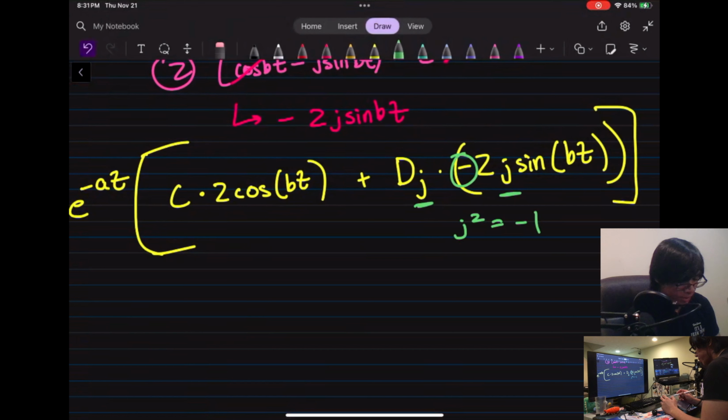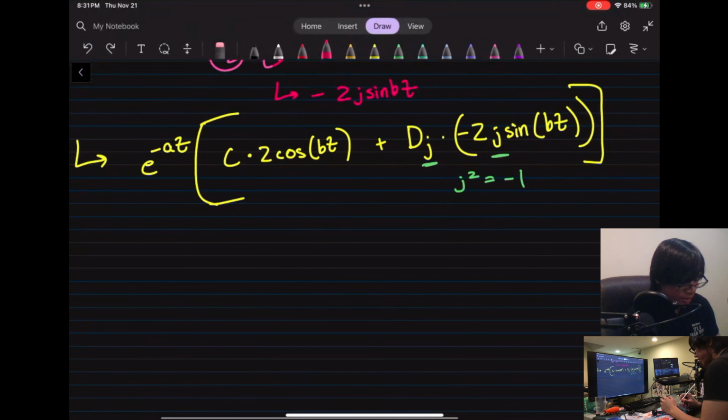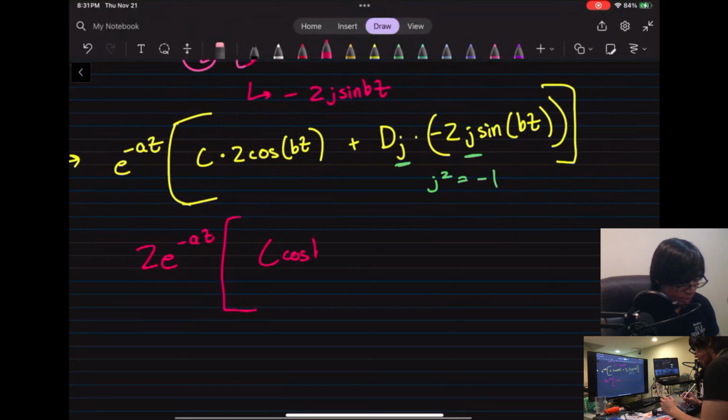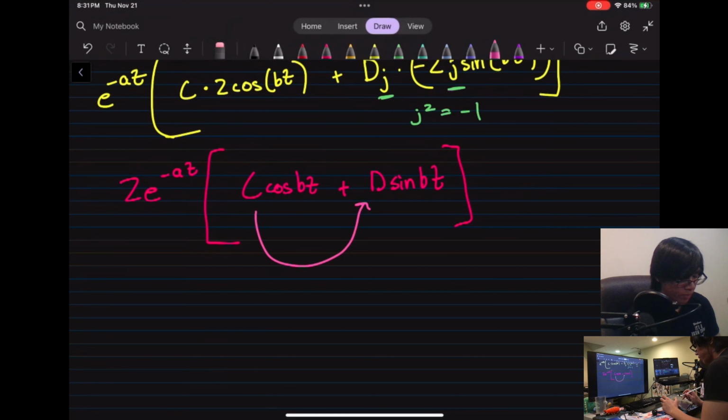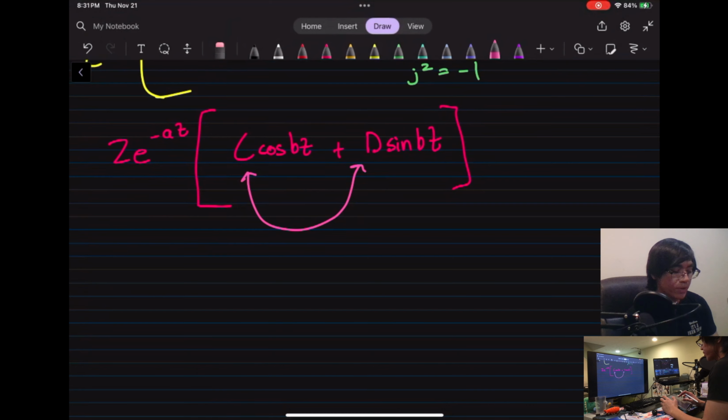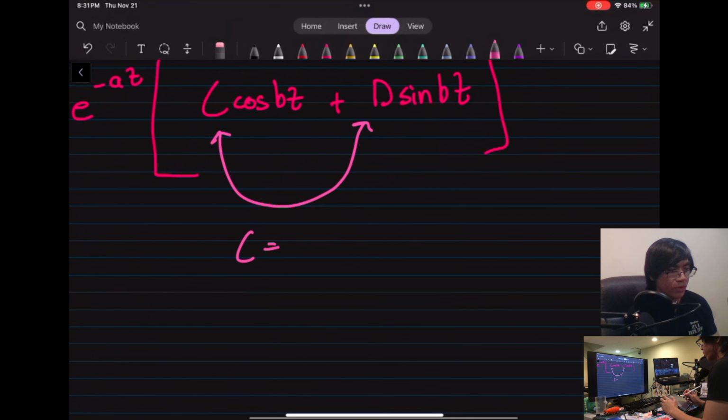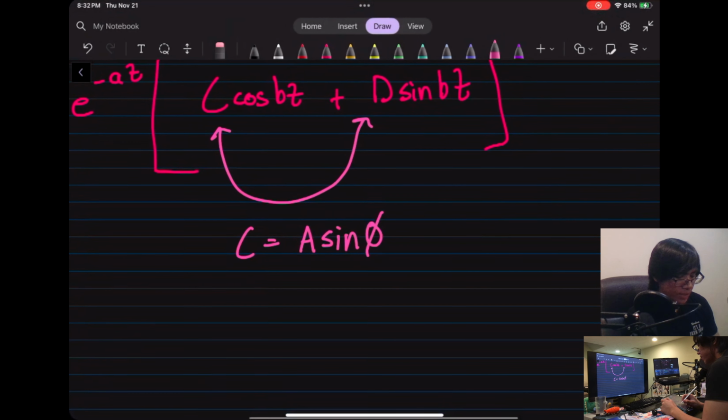Then also, I'll slip in a second step here. We have a factor of 2 that we can take out, so I'll do both those steps here. So we have 2e to the negative at factored out, and then we have C cosine bt plus, since this negative canceled out with the j squared, D sine bt. Now you'll notice C and D can technically be any numbers, but what we're interested in is getting that phase. If you remember, last time C was related to that phase shift, a sine of the phase shift, and D was a cosine of the phase shift.